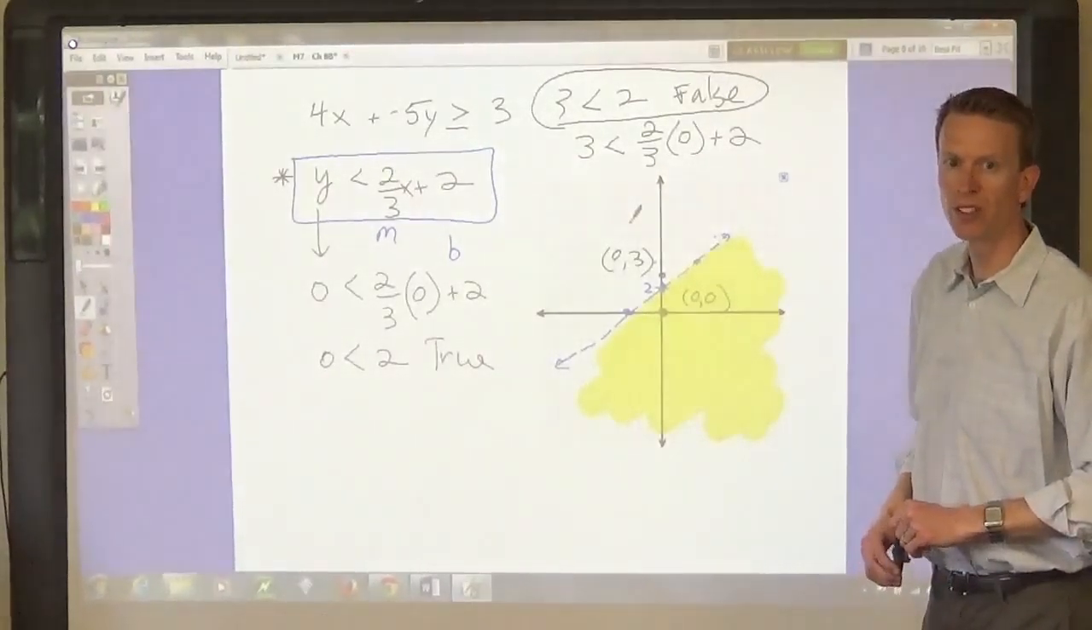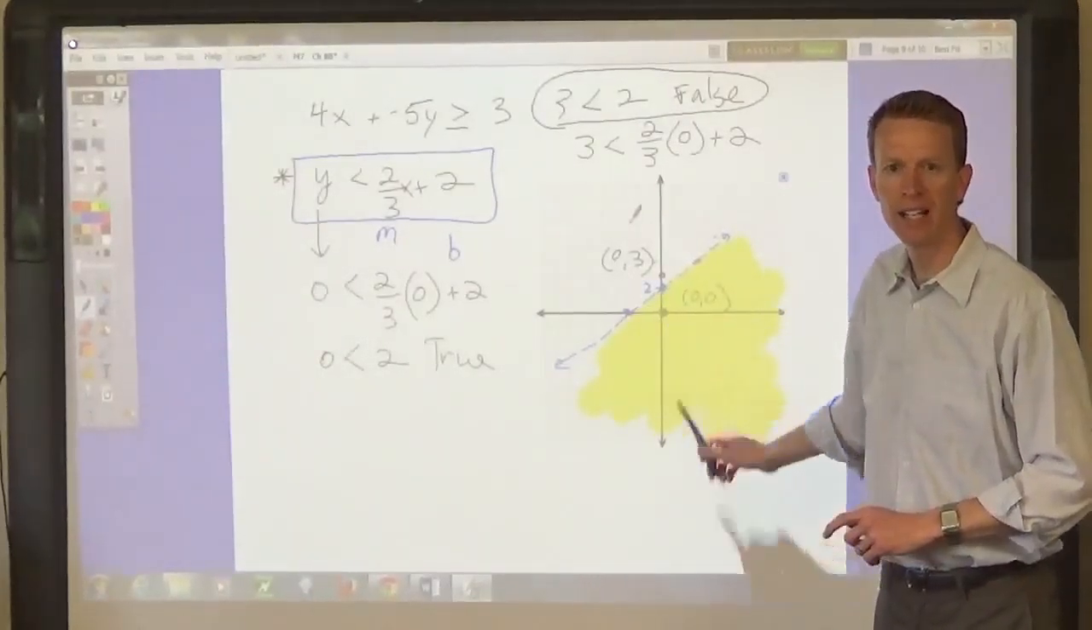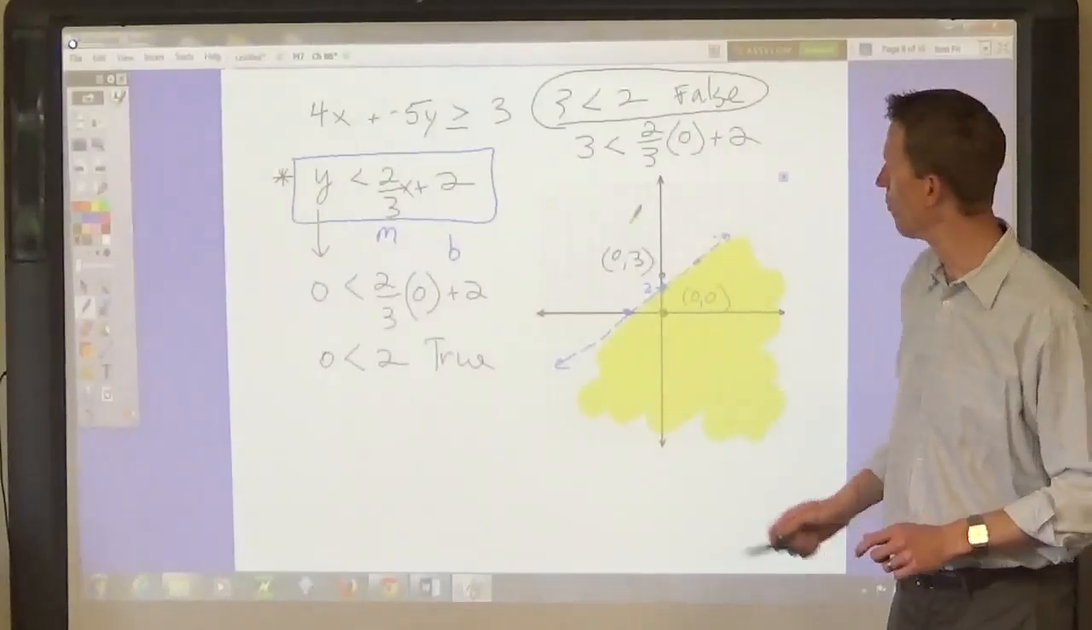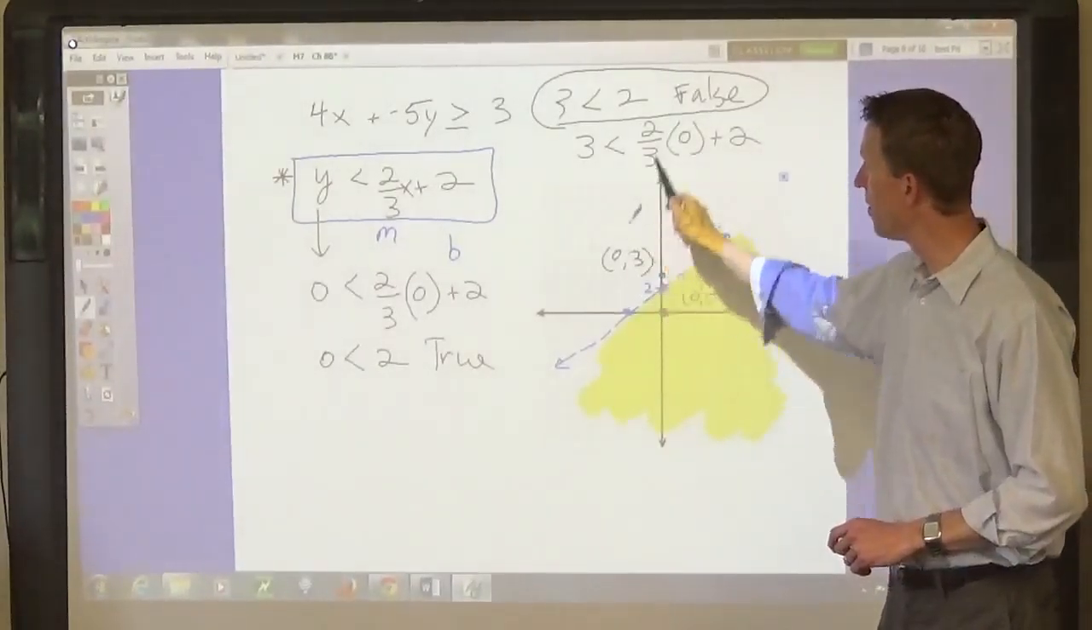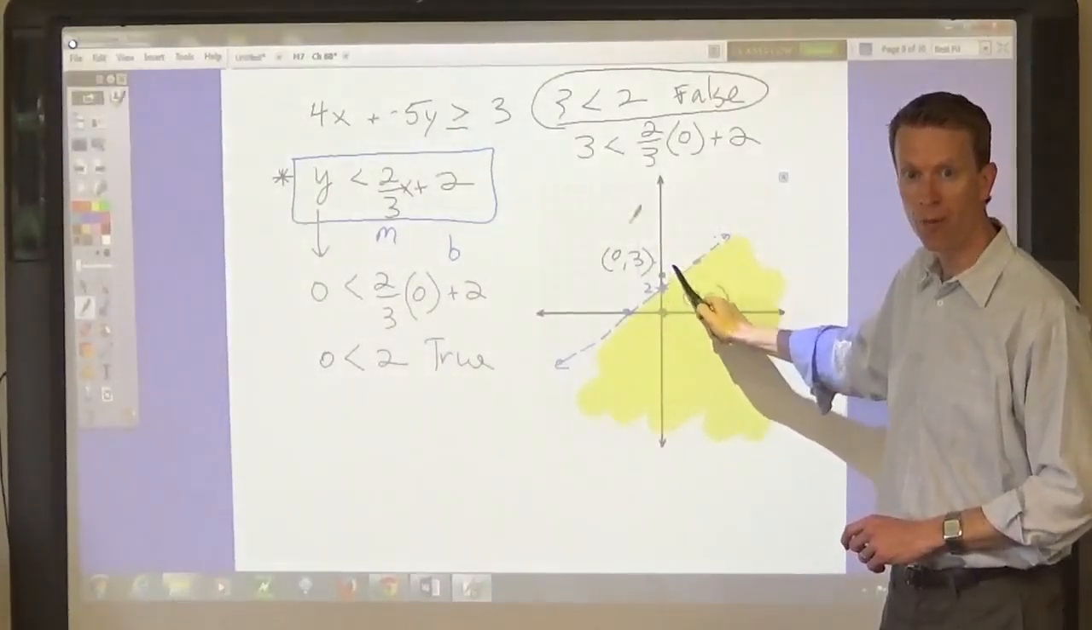Kira. What happens if the line's on 0, 0? If it goes through 0, 0, you can pick any point on either side of the line. So for example, in this one, I didn't pick 0, 0, I used 0, 3 to check.